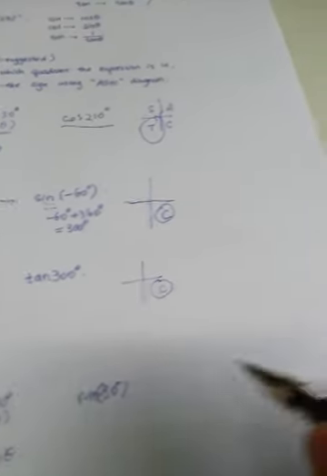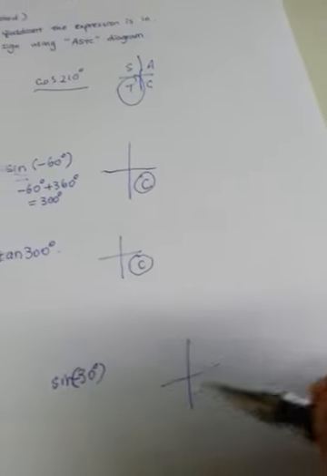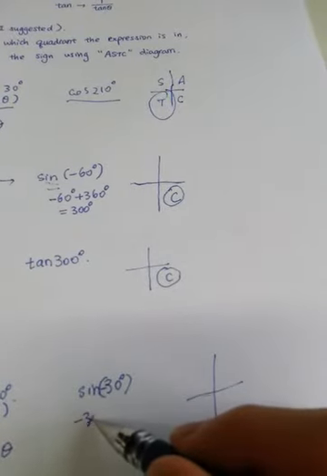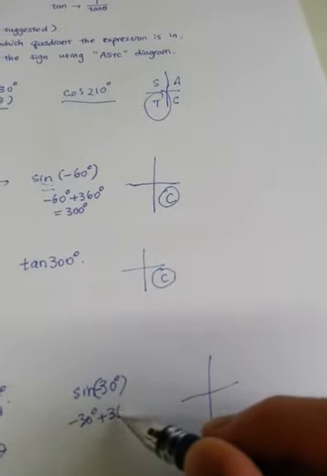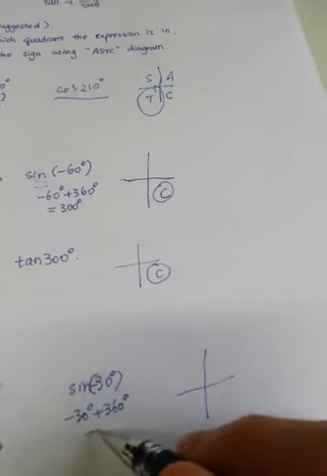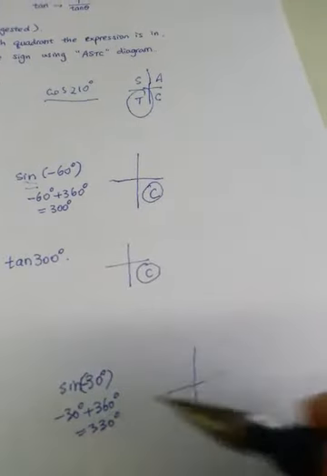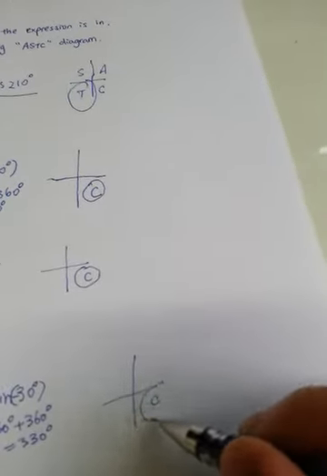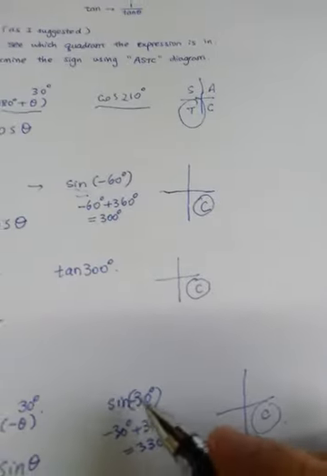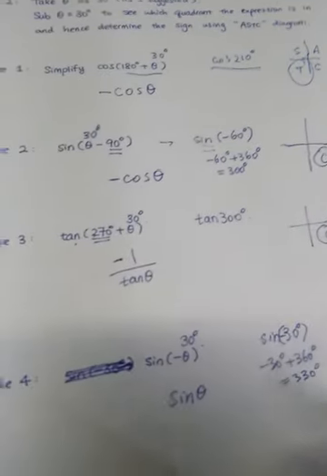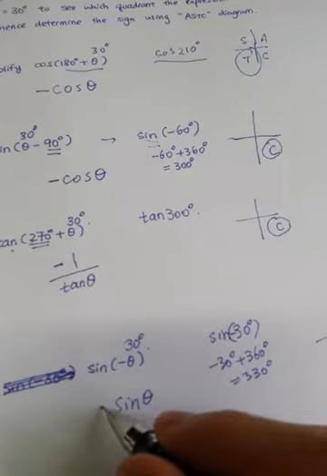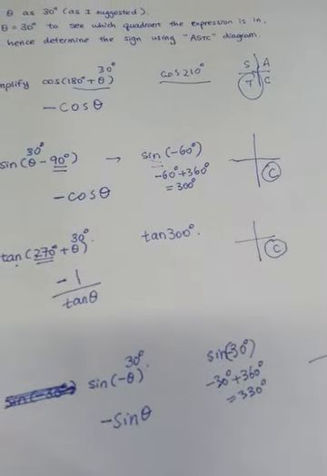Which quadrant is it in? If it's hard for you, then you can use the coterminal angle, which is 330 degree. In quadrant 4 again, for sine, it should be negative. Okay, I hope it helps.